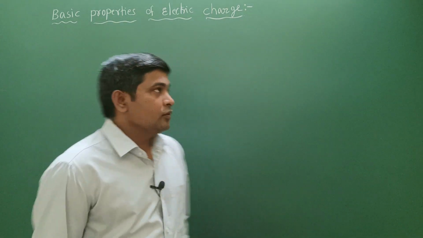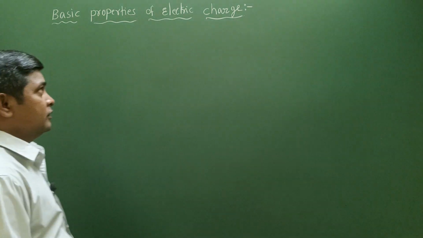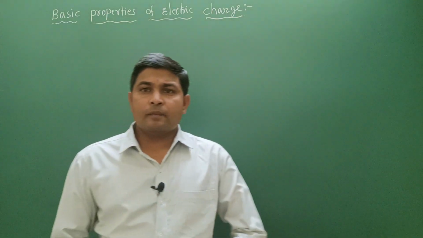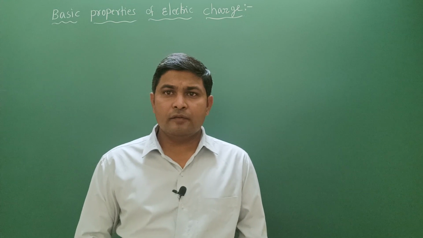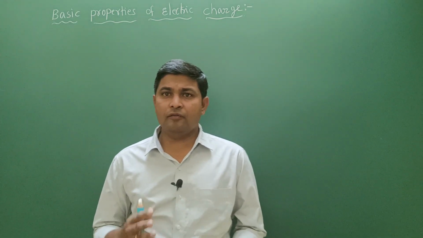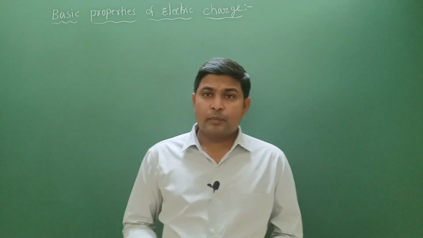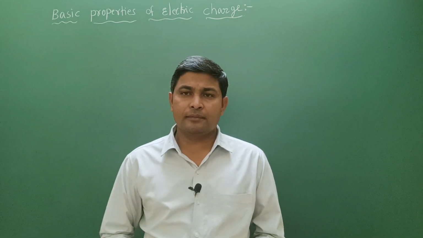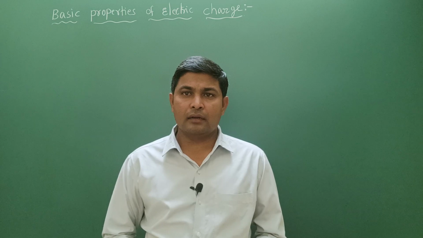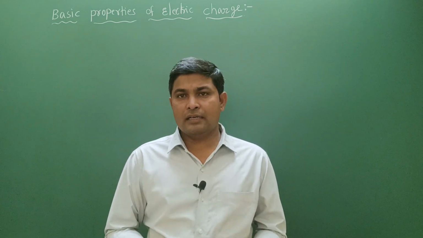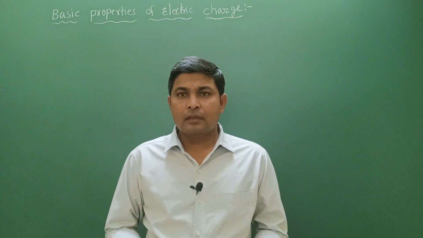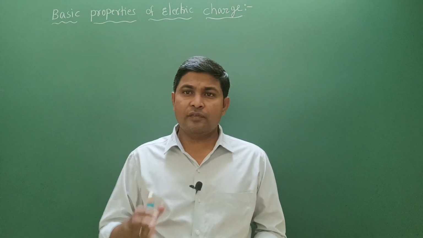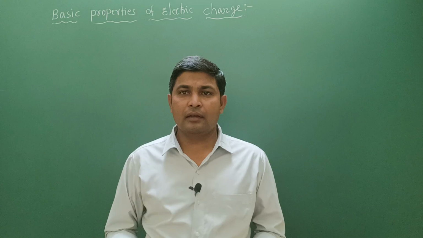Now, today we are going to discuss the basic properties of electric charge. So, electric charge, suppose in kinematics we have one assumption. So what is that? Suppose a train is moving with 60 kilometer per hour. The train has many compartments. Which of that is moving? Which of that is moving with 60 kilometer per hour?